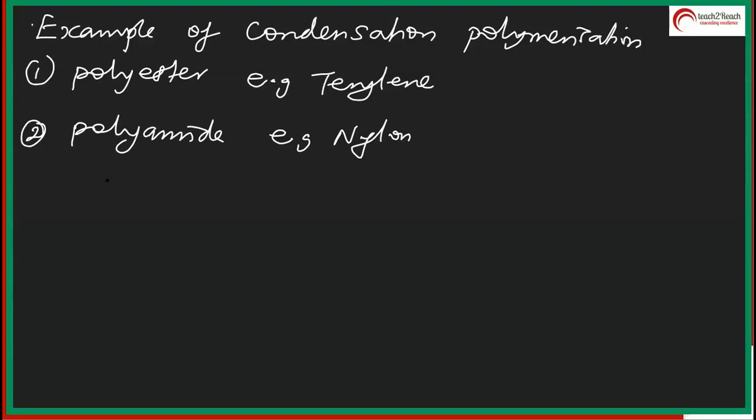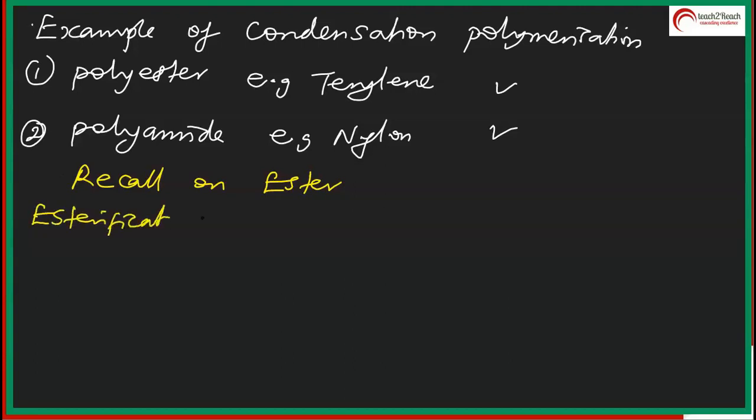So now, before we can fully understand the nitty-gritty of these two types of condensation polymerization, let's do a quick recall on ester, because it's very key, very important to this. Ester is formed through esterification. You remember that?